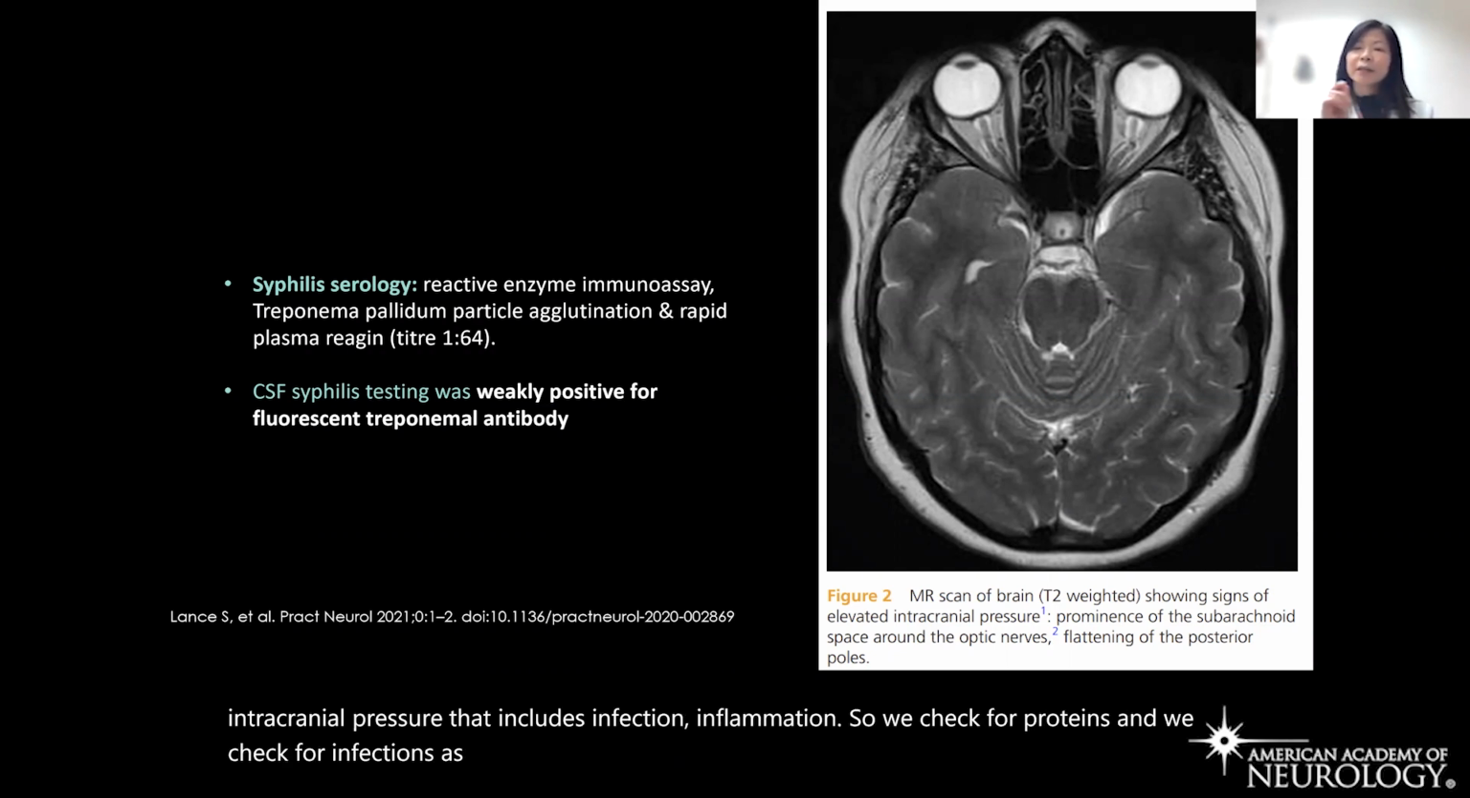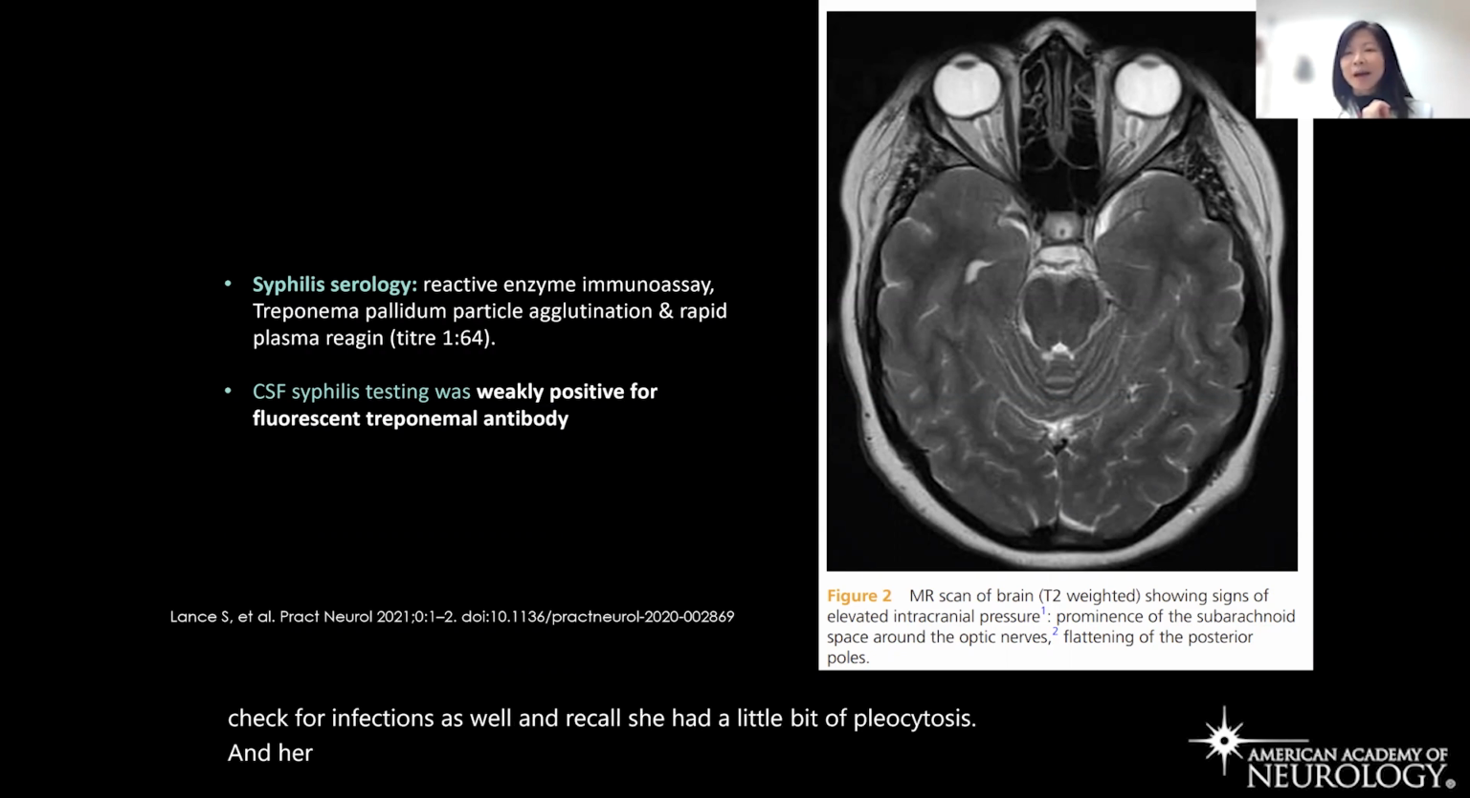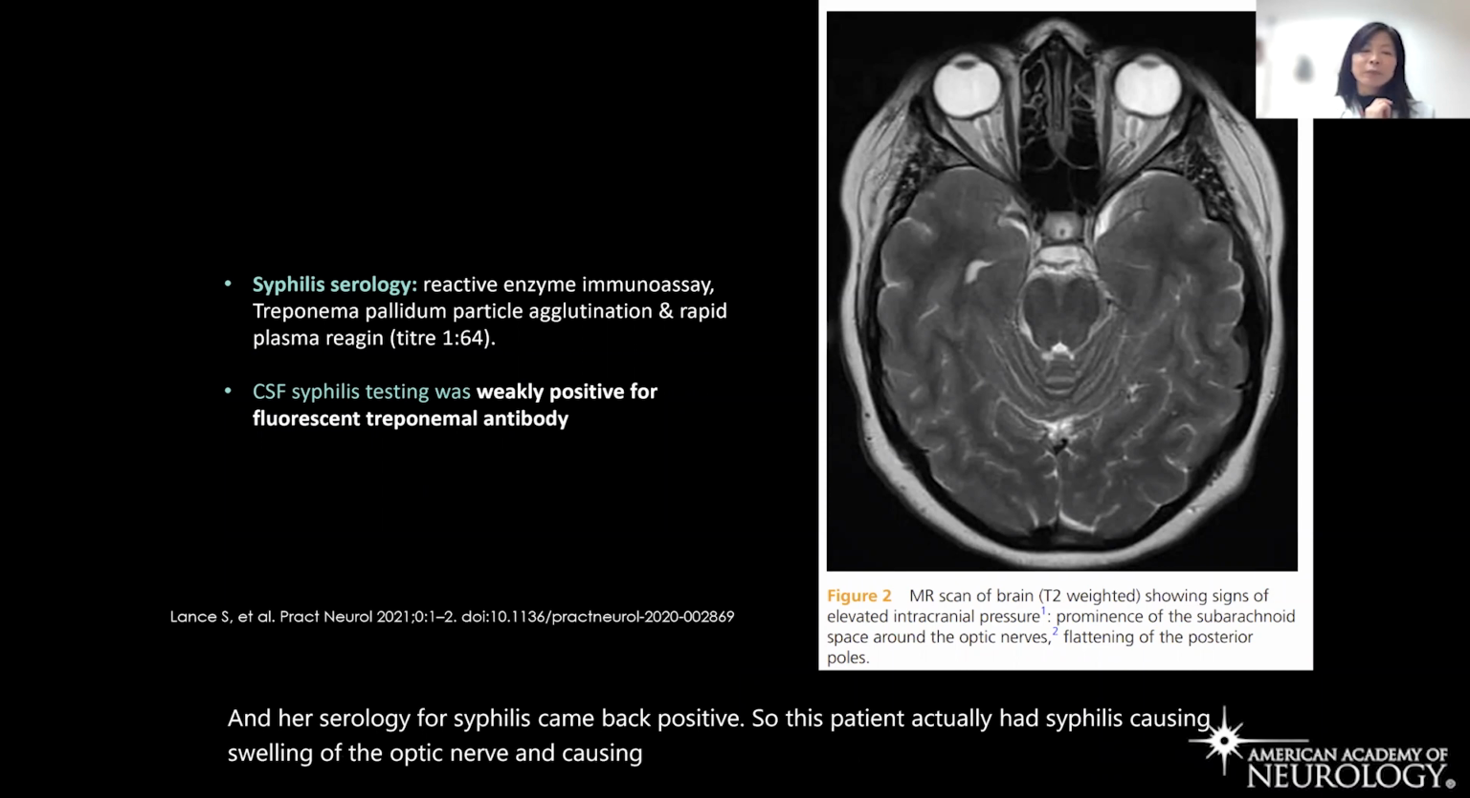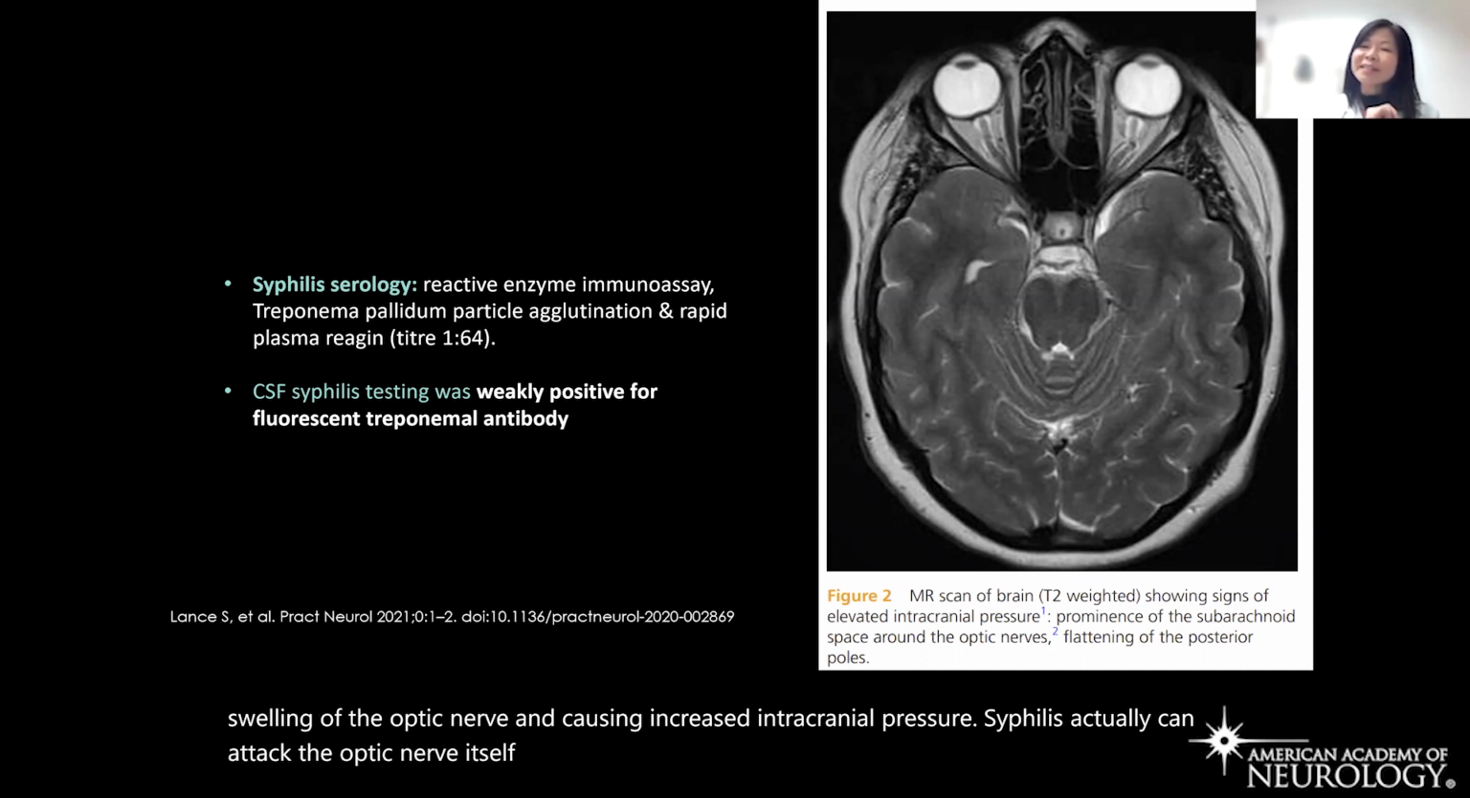And recall, she had a little bit of pleocytosis, and her serology for syphilis came back positive. So this patient actually had syphilis, causing swelling of the optic nerve and causing increased intracranial pressure. Syphilis actually can attack the optic nerve itself and cause inflammation inside the eye, which is uveitis. So you can have inflammation of the optic nerve.